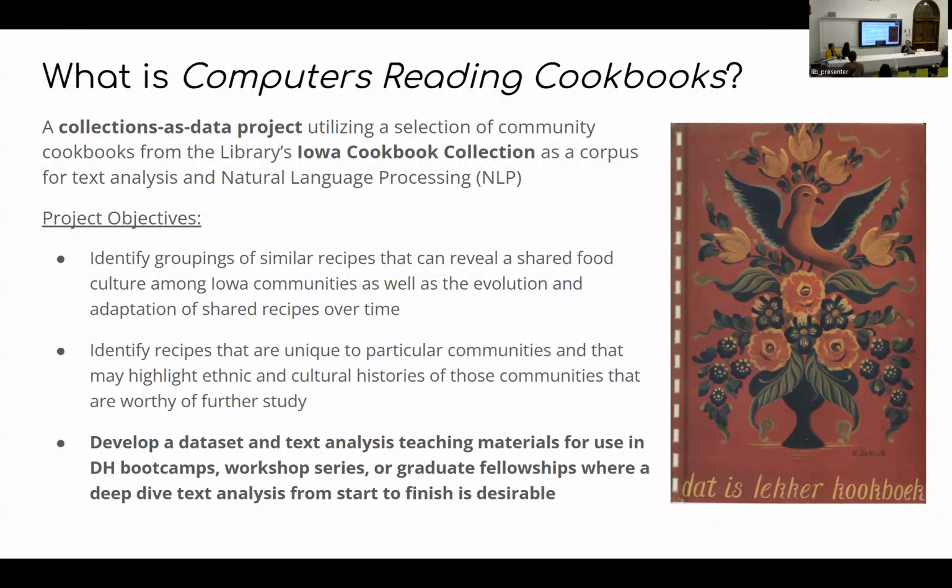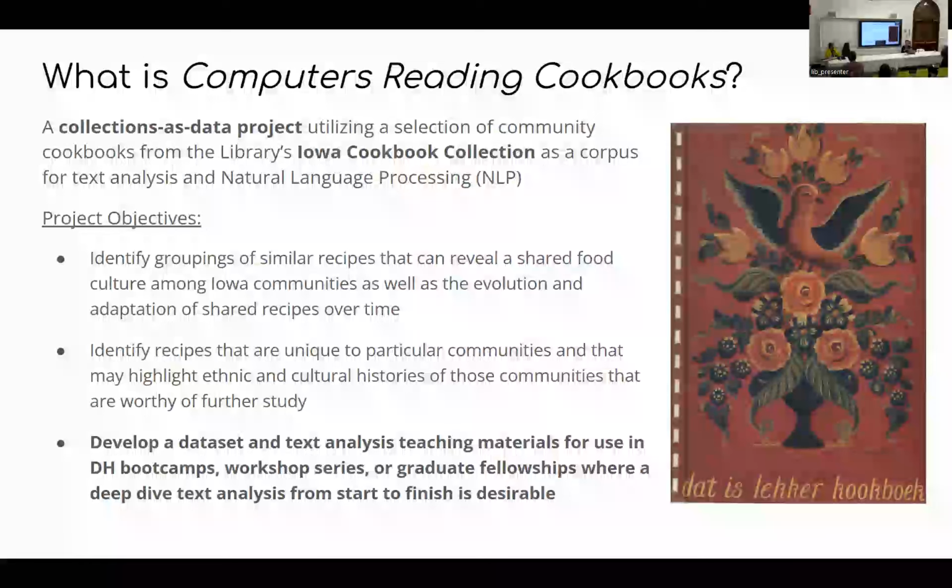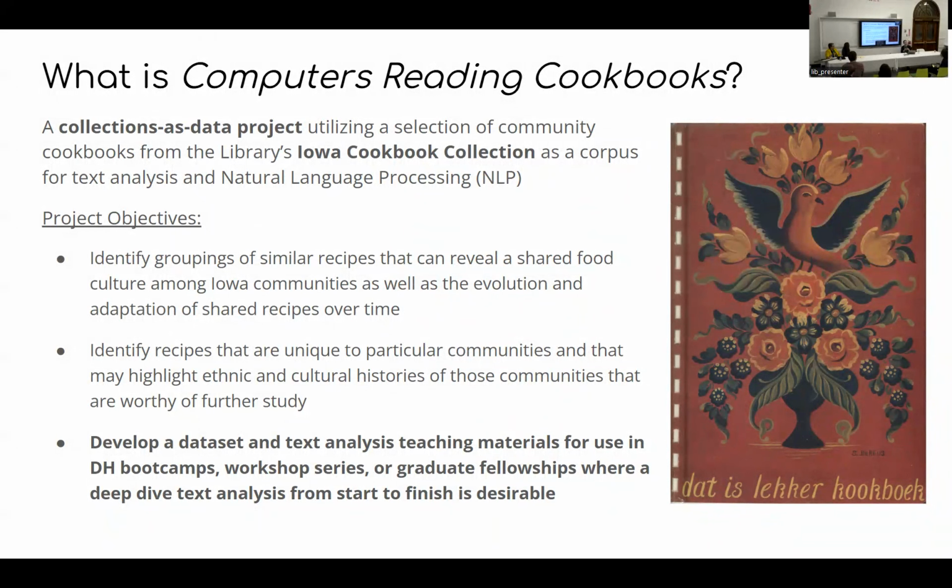So the overall project has several objectives. The first two are kind of my own personal research interests. So through this collection of specifically community cookbooks, I'm hoping to identify groupings of similar recipes that can reveal this kind of shared food culture among Iowa communities, and also see a shift over time in what that food culture looked like, but also to identify recipes that are unique to particular communities and that might highlight some ethnic and cultural differences and histories in Iowa that you may not be able to find otherwise. So those are two personal research interests of mine.